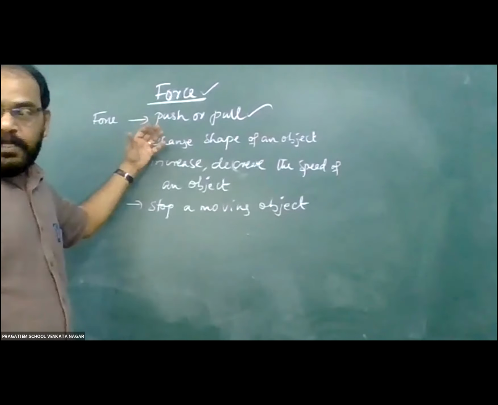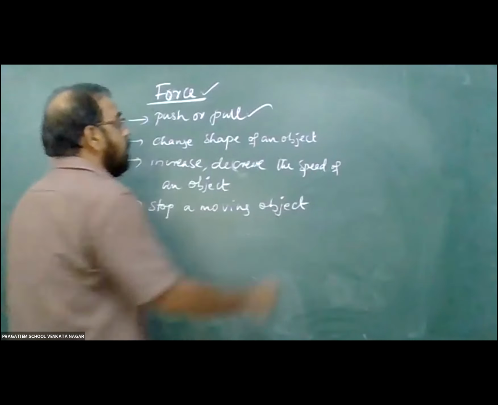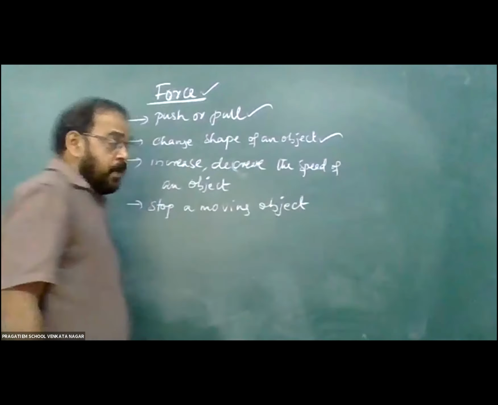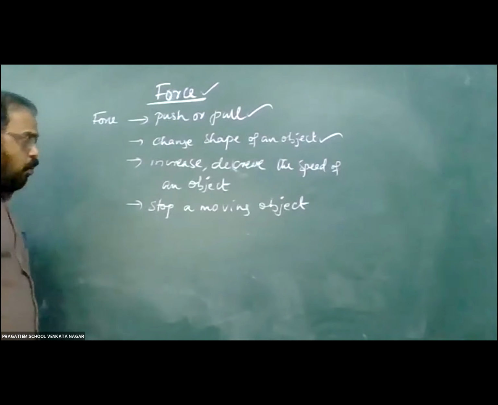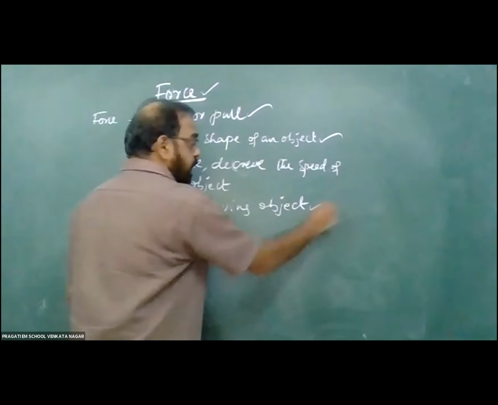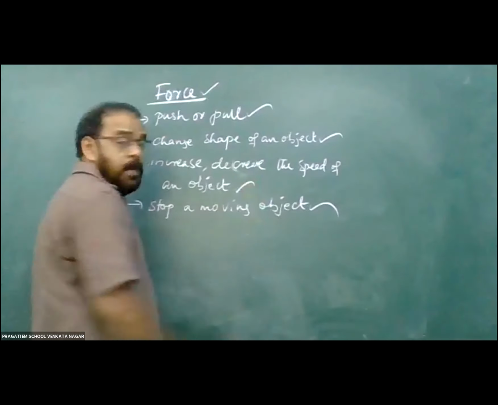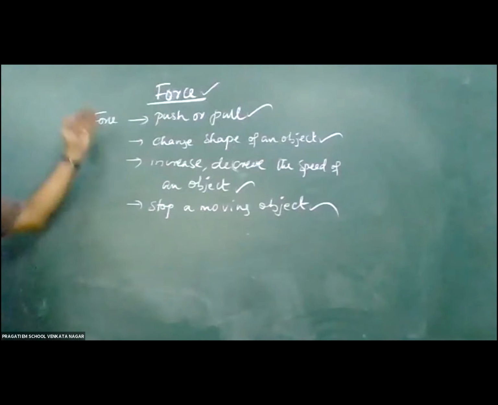What changes can a force make on an object? A force can change the shape of an object. It can start motion on an object. It can also stop a moving object. At the same time, it can increase or decrease the velocity or the speed of an object. So this is about the force.